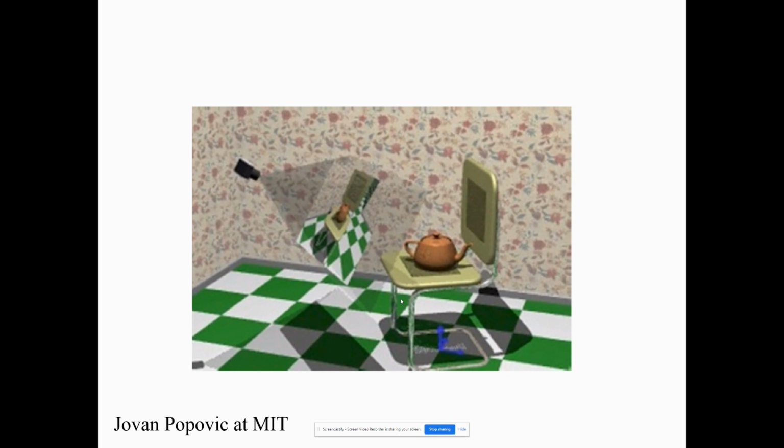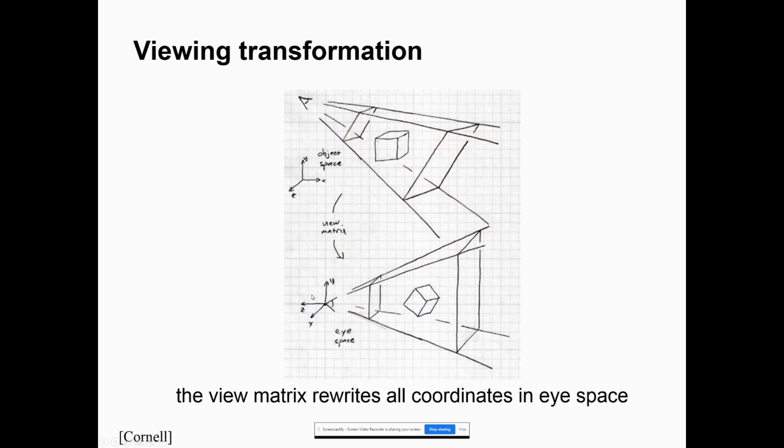So we're going to talk about the LookAt command. So what is LookAt for? LookAt is for placing your camera relative to your scene. So here's a picture of a camera looking at a scene, and here's the projection onto the screen. And if this camera were to move around, we would use LookAt for that.